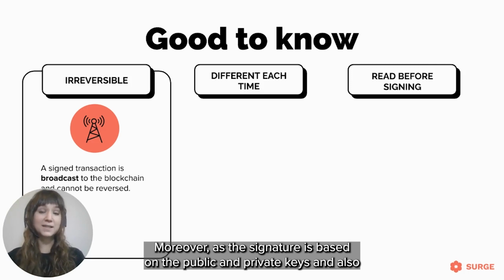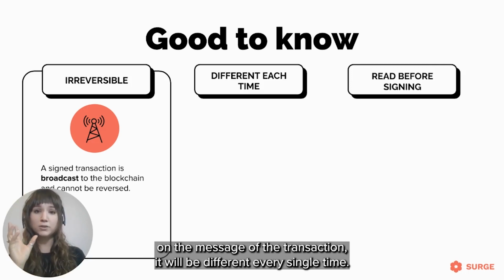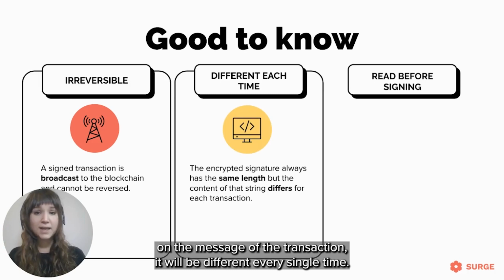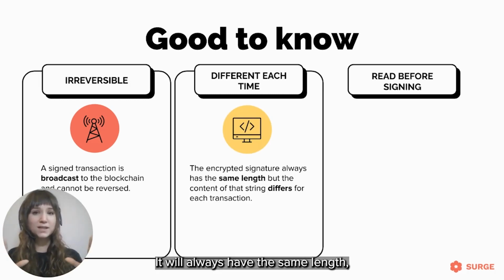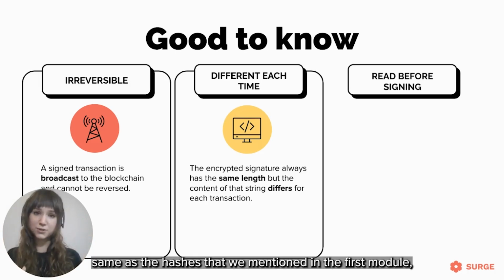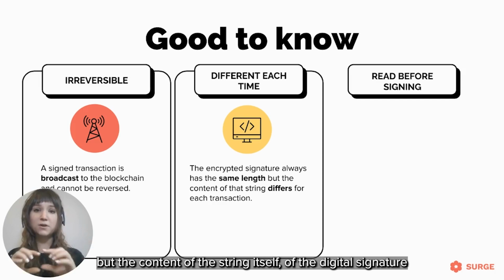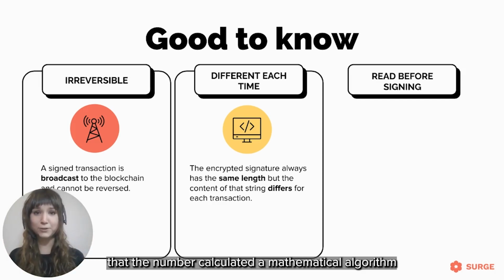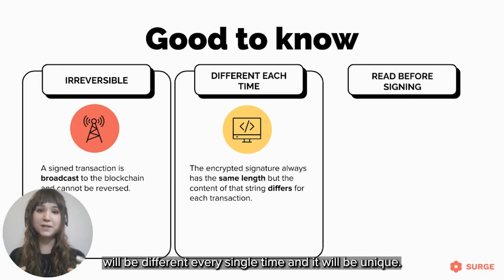Moreover, as the signature is based on the public and private keys and also on the message of the transaction, it will be different every single time. It will always have the same length, same as the hashes that we mentioned in the first module, but the content of the string itself, of the digital signature, that number calculated from the mathematical algorithm, will be different every single time and it will be unique.